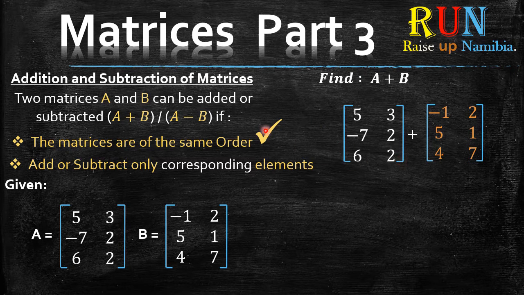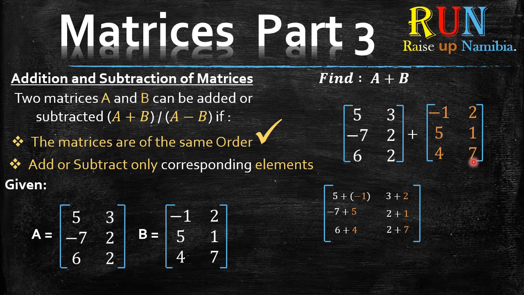So since they are both of the same order, let's add the corresponding elements. So how do we do that? Let's start with 5 over here. What is 5's corresponding element? That will be negative 1. So we say 5 plus negative 1. And then negative 7 here. What is negative 7's corresponding element? That will be 5. And then 6 over here will be 4. 3, corresponding element is 2. 2, corresponding element is 1. 2 here, the corresponding element is 7.